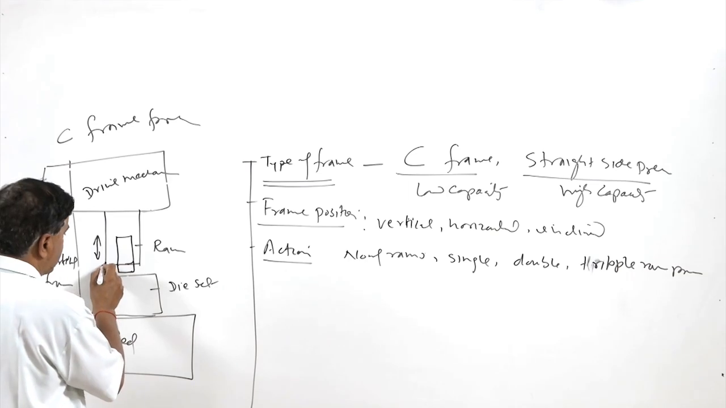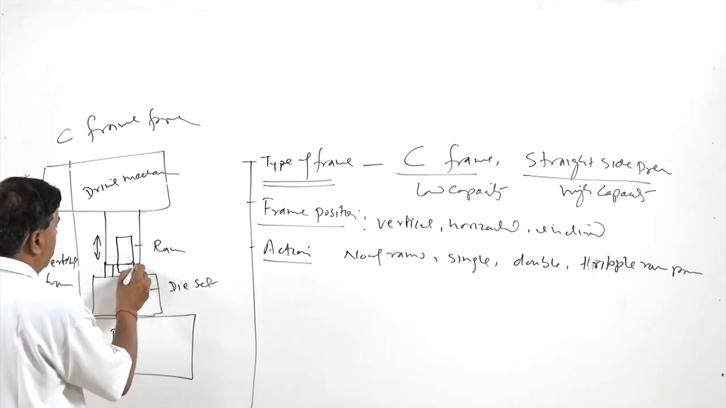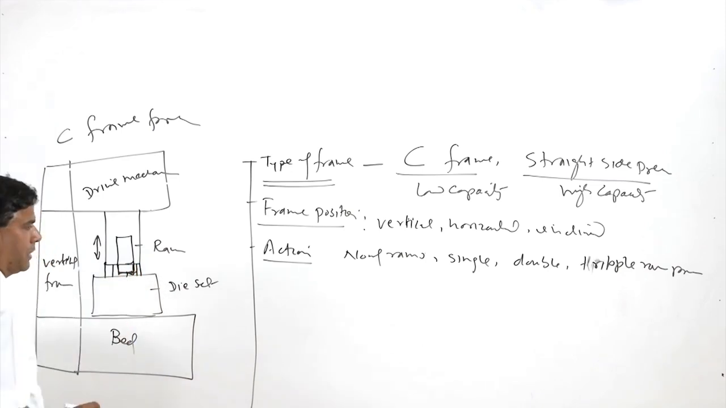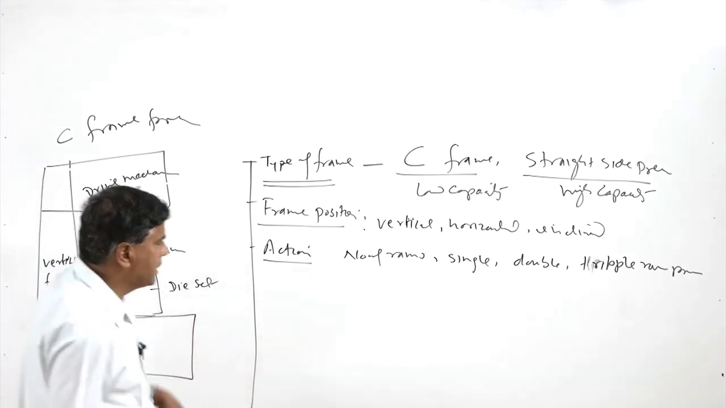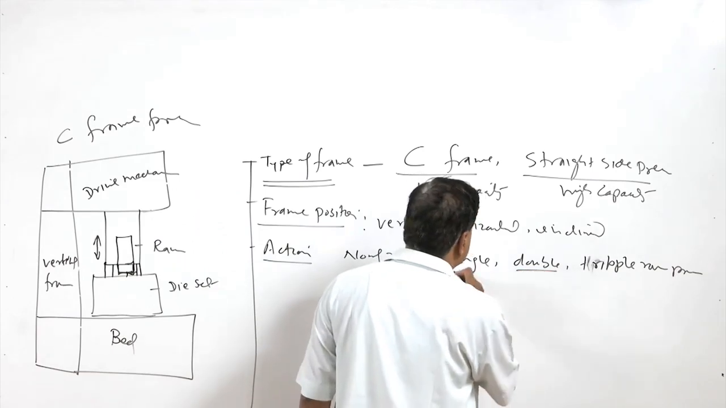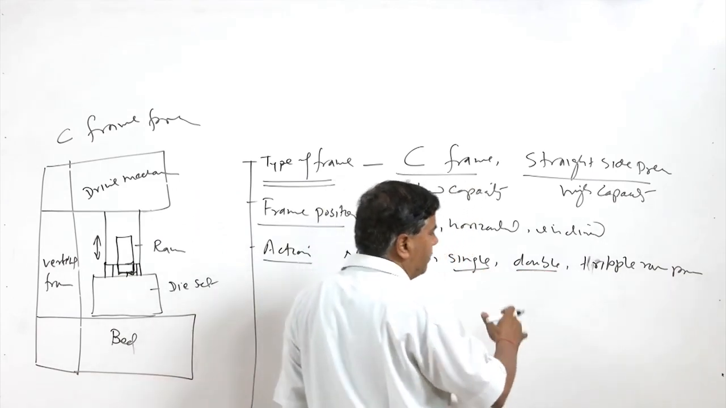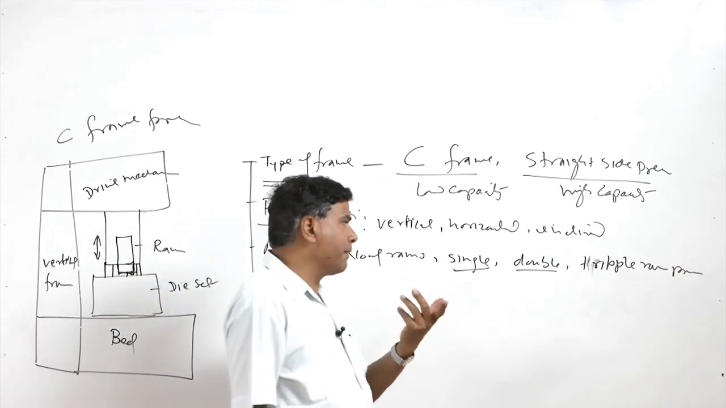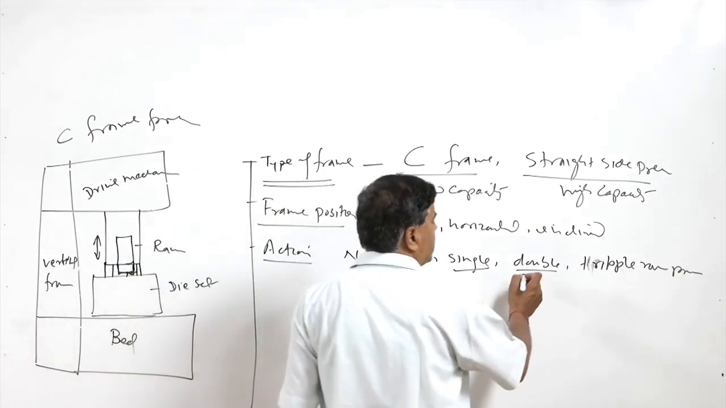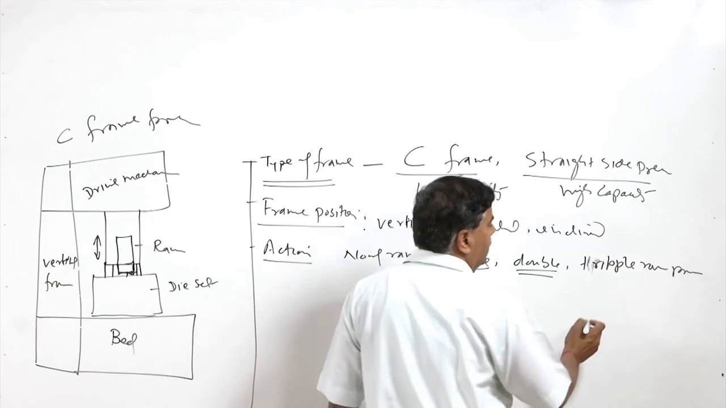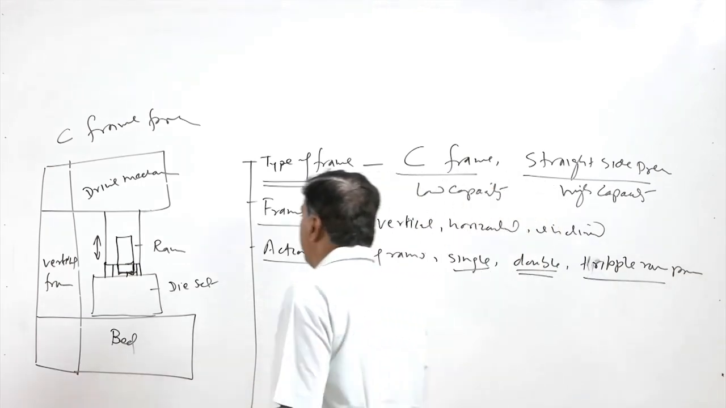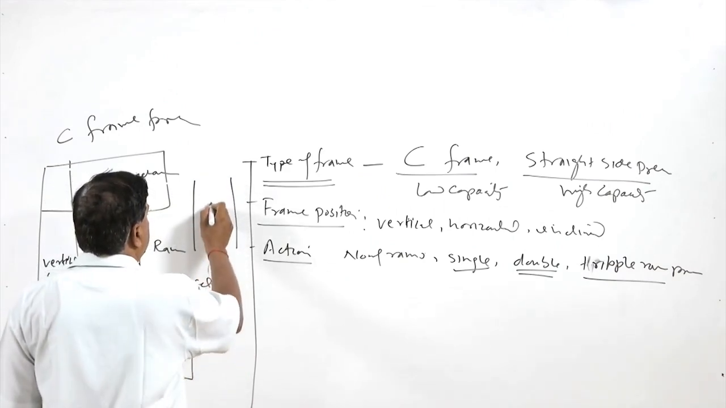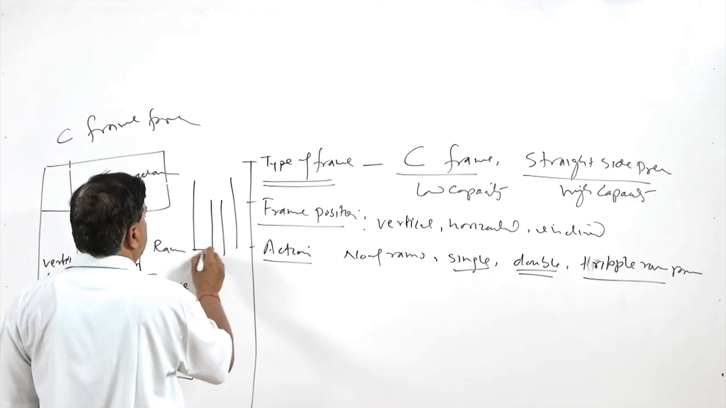In this case, normally the outer ram moves and holds the sheet metal, and then the inner ram comes into action. So, this is what happens in the case of the double ram. Normally it is a single ram, but there can be a double ram. In the double ram, the second ram is inside the outer ram, and the outer ram is basically used to hold the sheet metal. The triple ram press is similar to the double ram press.